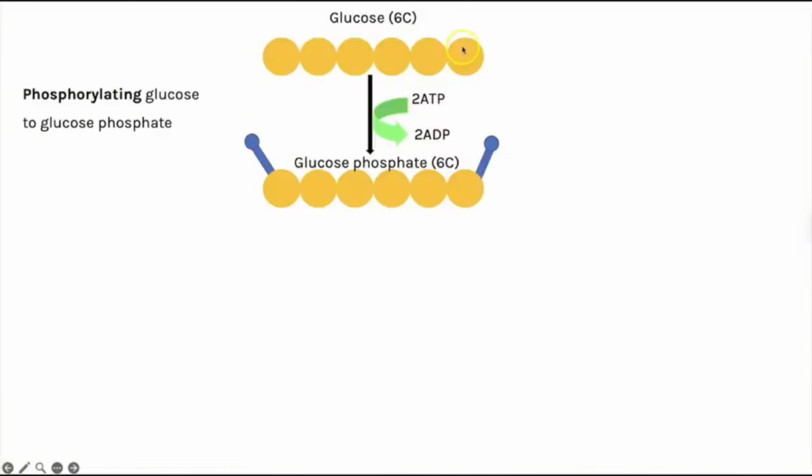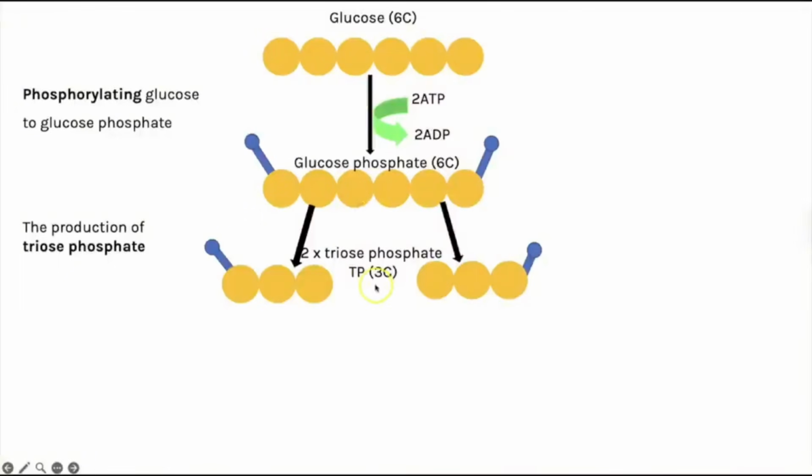We start with glucose, a 6-carbon compound, and we said that is phosphorylated to glucose phosphate. Phosphorylation means adding on phosphate groups. And that's why we have to use ATP. 2 molecules of ATP get hydrolyzed, and that means the inorganic phosphate removed from those 2 molecules can be added onto glucose, and that makes glucose phosphate. That is a more reactive molecule, and that causes it to split into 2 molecules of triose phosphate.